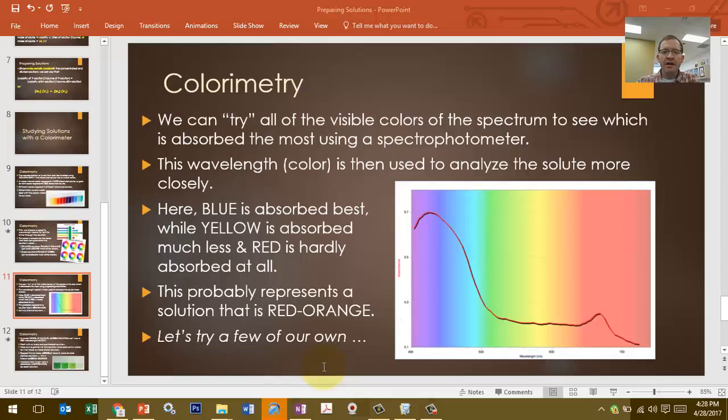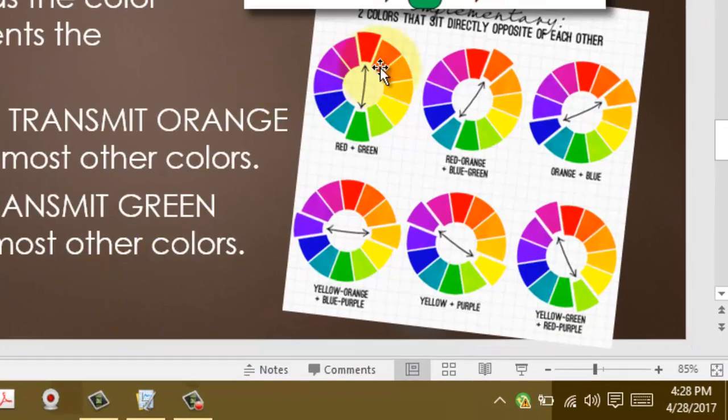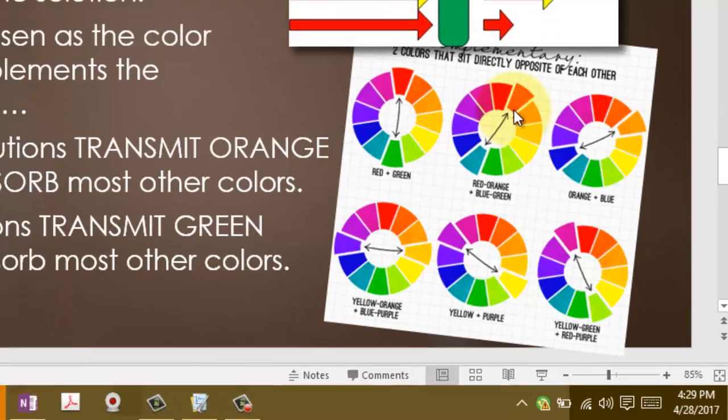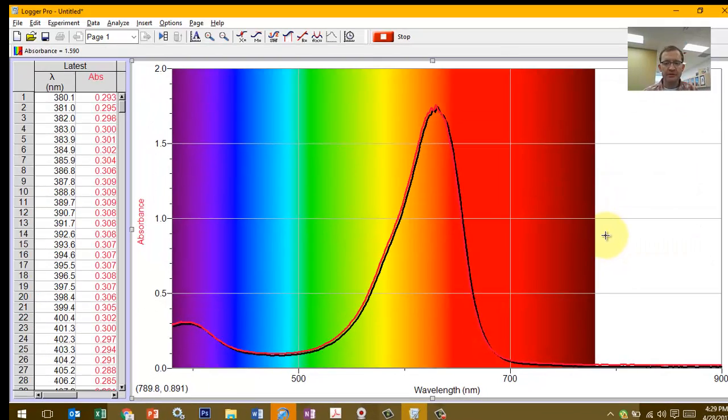Now that makes sense. Remember, our complementary colors, let me back up here, our complementary colors for blue were orange, across the color wheel on my slide here. And so blue should have high orange absorption, and sure enough, it does. So our data supports what we're saying. The color that's opposite is the one that's being absorbed.